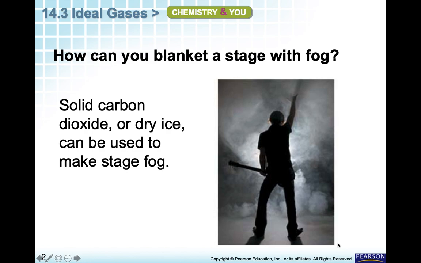It's actually just the water vapor in the air getting cold because that solid carbon dioxide is very, very cold. And so it turns the water vapor in the air into very small particles, or basically fog or cloud. So you're really creating a cloud.